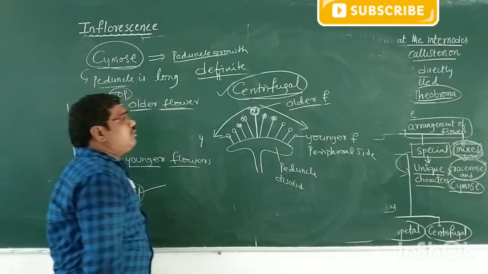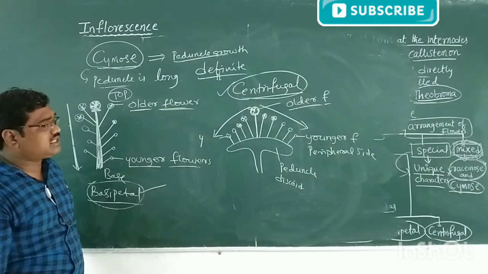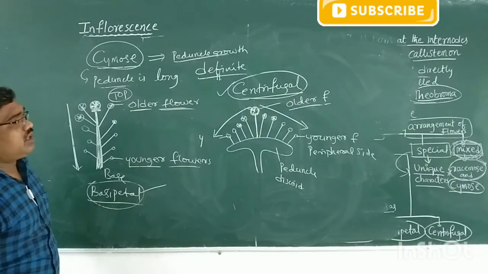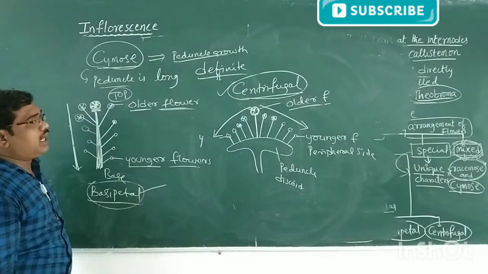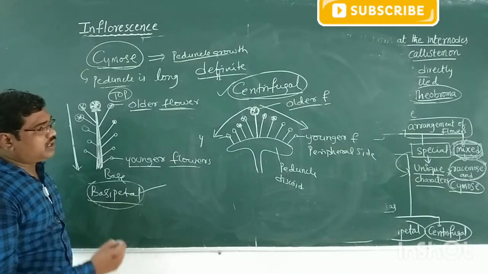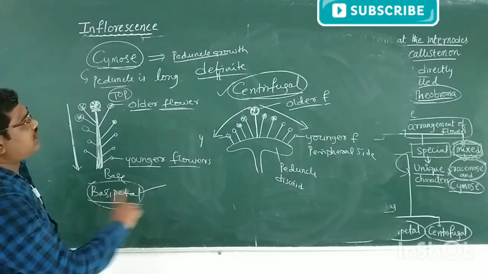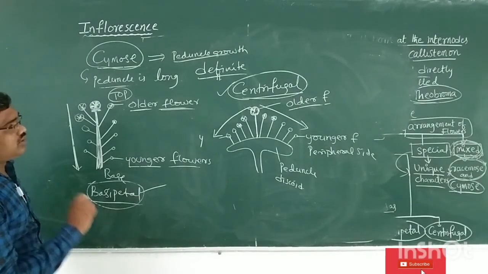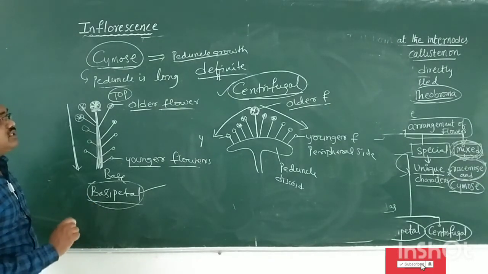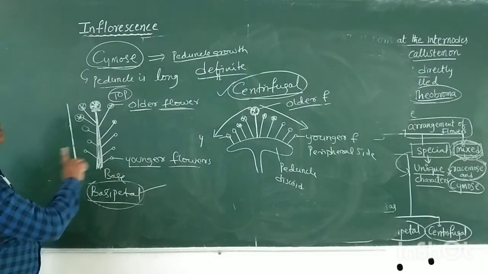In this mixed type of inflorescence, racemose inflorescence and cymose inflorescence, both are present. So these are basically the four types of inflorescence based on the growth of the peduncle and arrangement and opening of the flowers. Okay, so these are the four types of inflorescence based on the growth of the peduncle and arrangement and opening of the flowers. Okay, so these are the main differences.